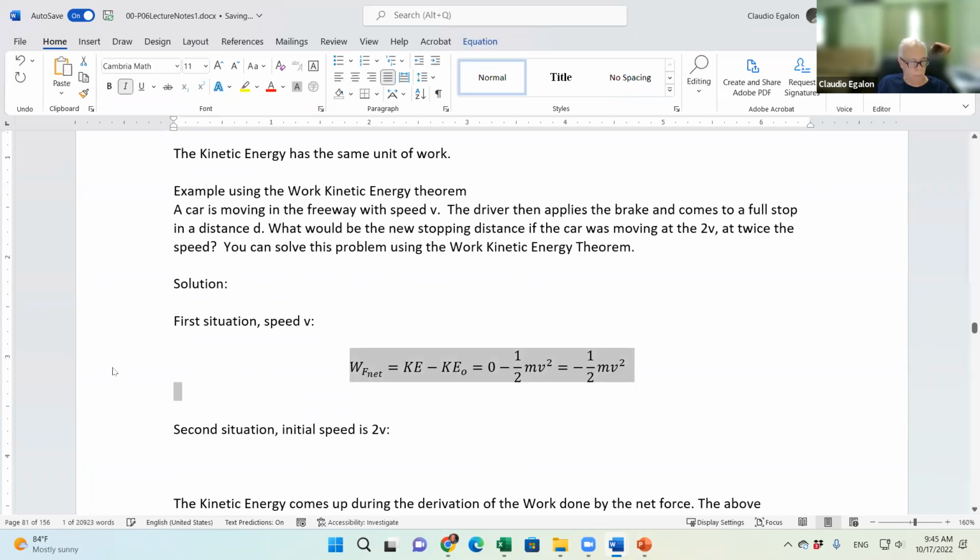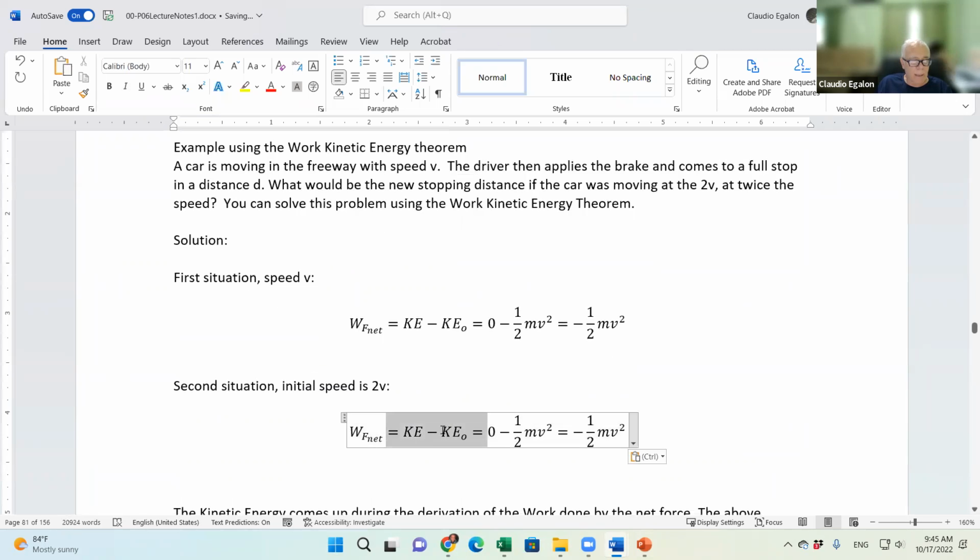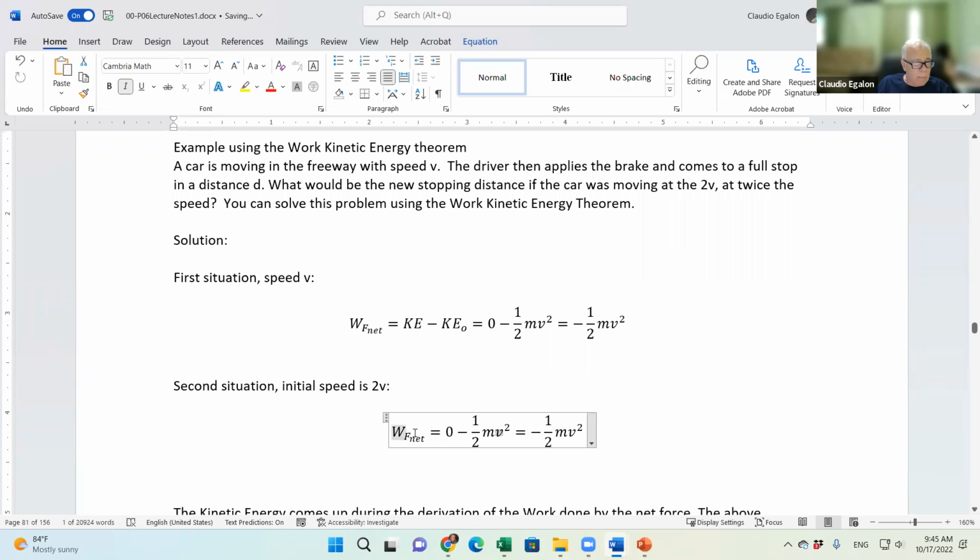I'm even going to write that down like that. You already know that the final kinetic energy is zero. But now, by the way, I'm going to put W prime because it's going to be a different result. And here I call it also v prime because it's a different velocity, right? V prime squared. Let's put it this way, v prime squared.